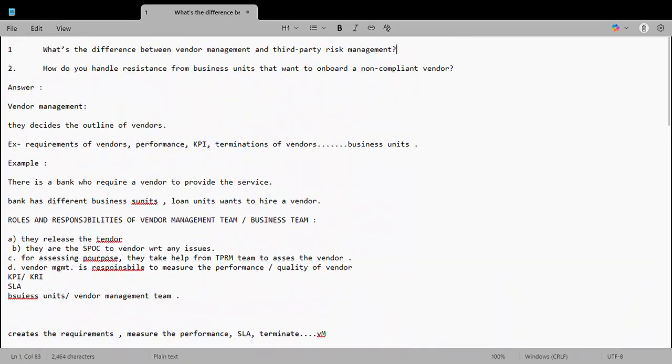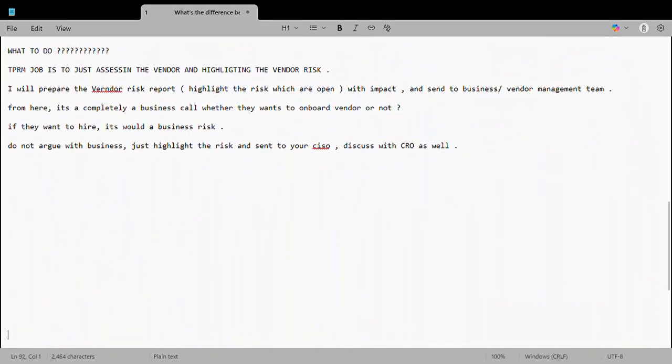Okay, so these are the scenarios, guys. These are the two questions which I had covered. I hope these two questions are okay for you. If you have any queries, let me know by providing your comments, guys.